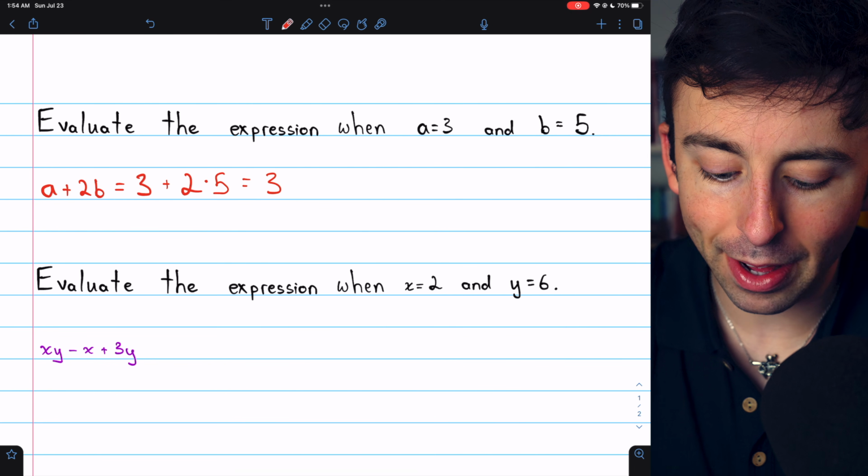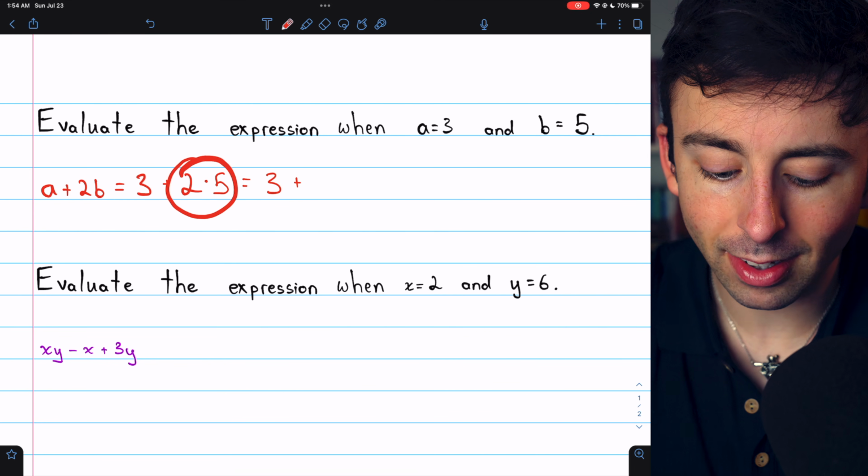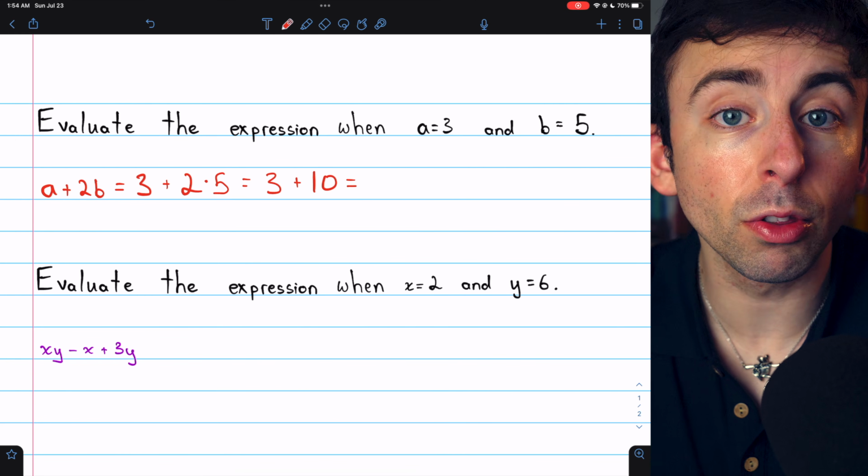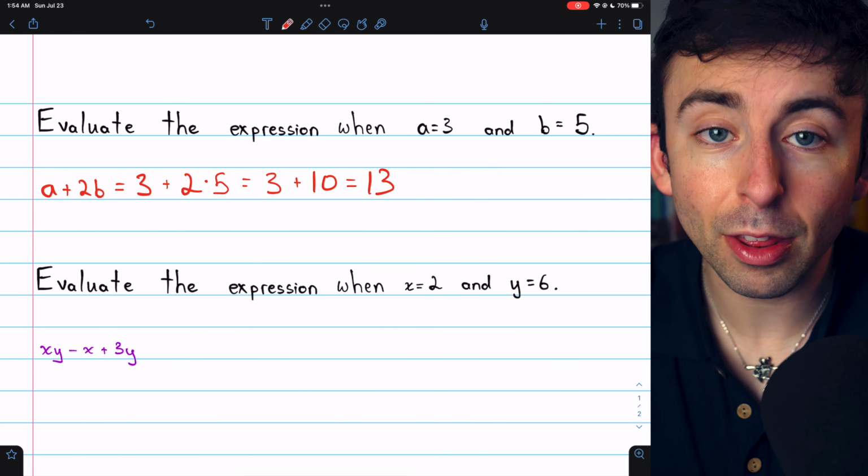Then just do the math. This is 3 plus 2 times 5. 2 times 5 is 10, so this is 3 plus 10, which is 13.